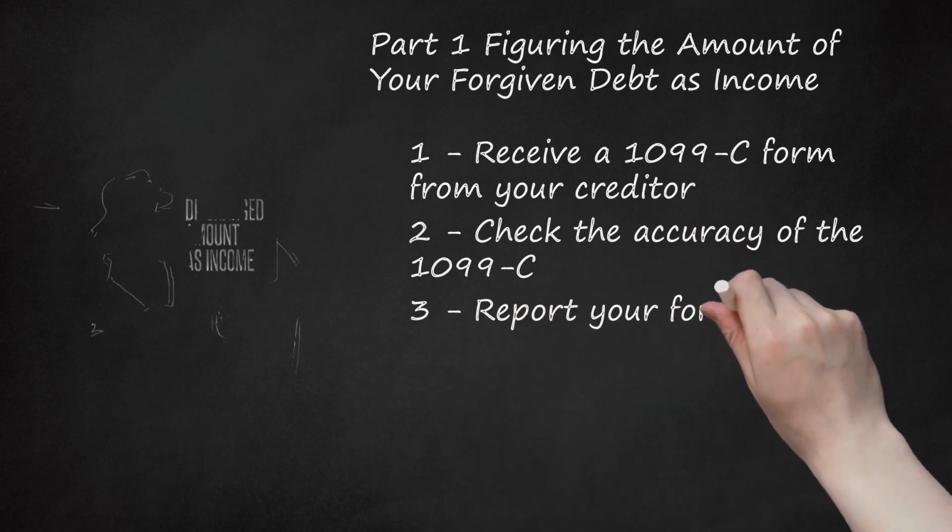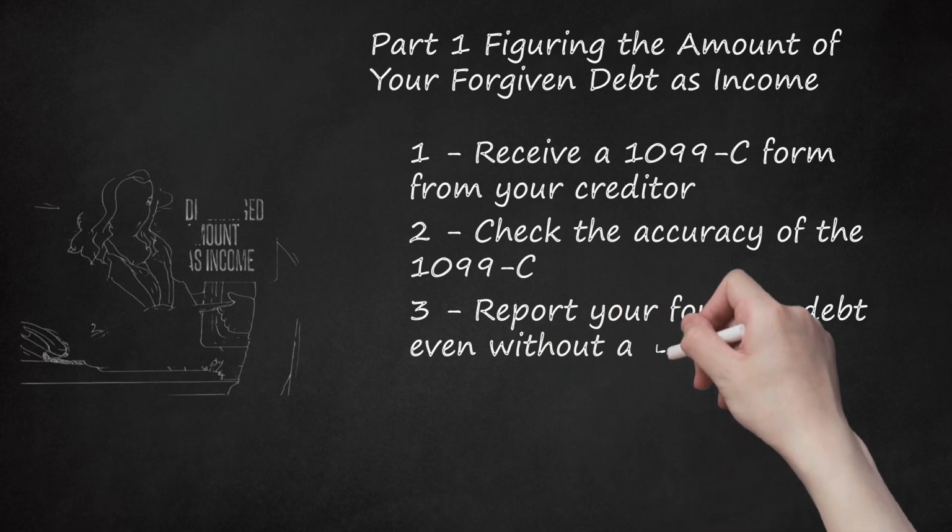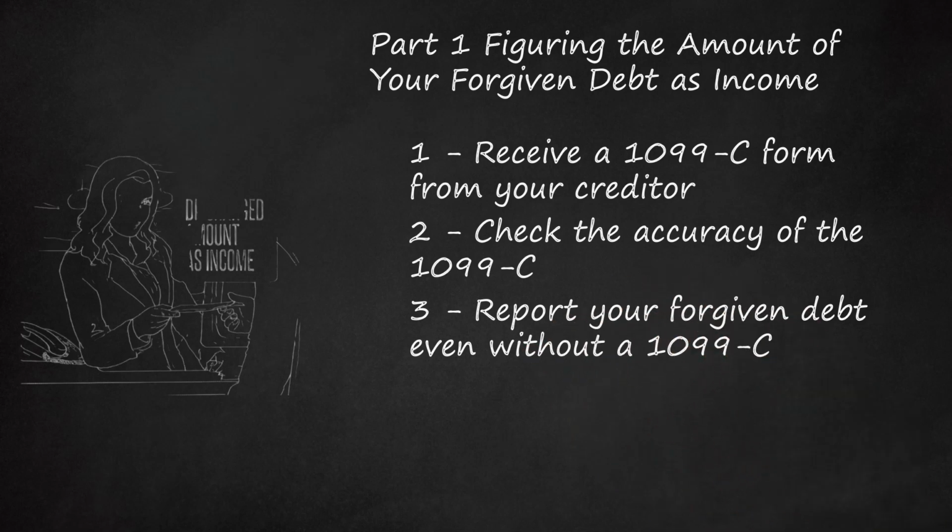3. Report your forgiven debt even without a 1099-C. Tax law requires any government agency, lending institution, or credit union to issue a 1099-C when forgiving any debt over $600. Reporting the forgiven debt with a 1099-C form is the creditor's responsibility. However, even if the creditor neglects to report the forgiven amount, it is still your responsibility to report the forgiven or discharged amount as income. It will not be a valid defense to say that you did not receive a 1099-C.